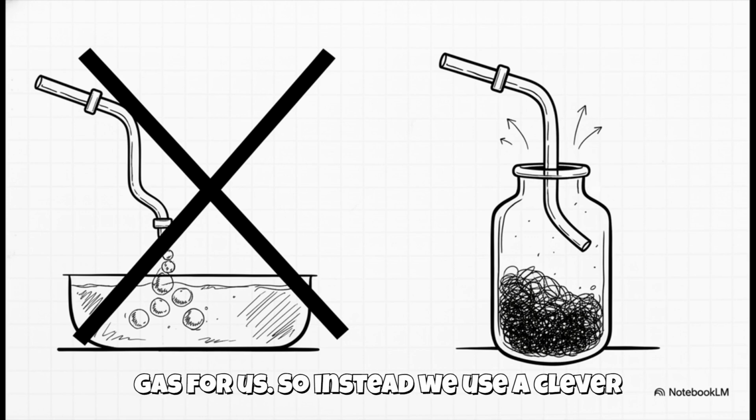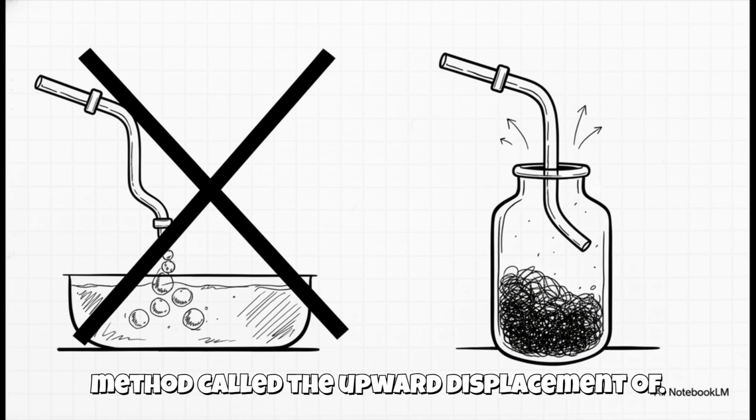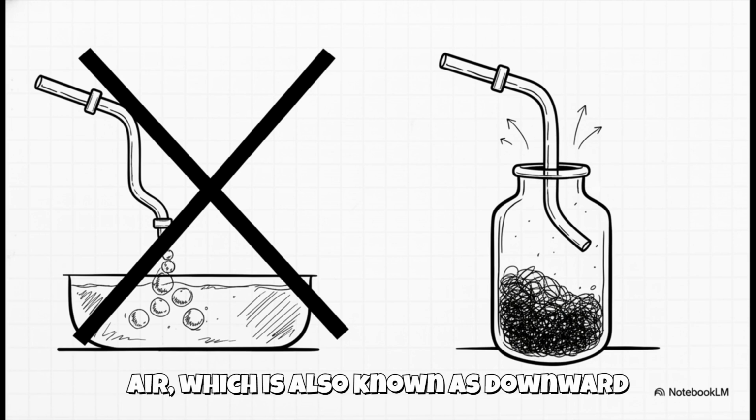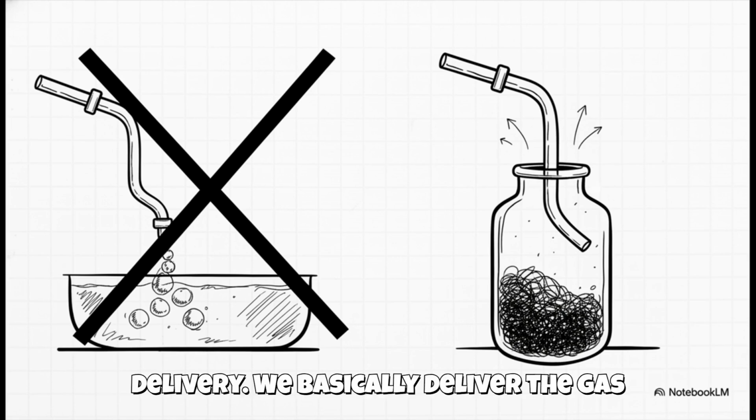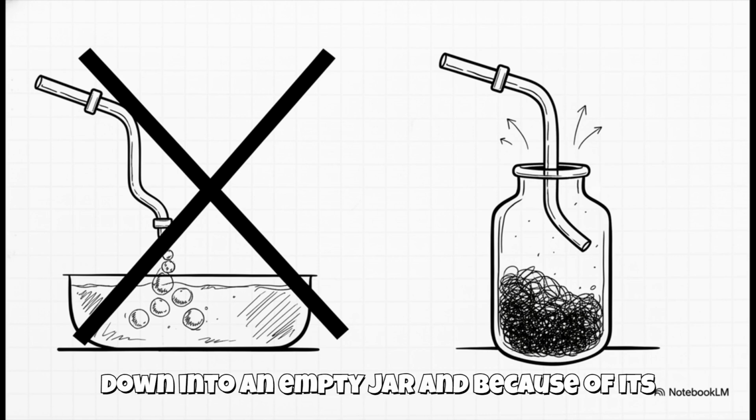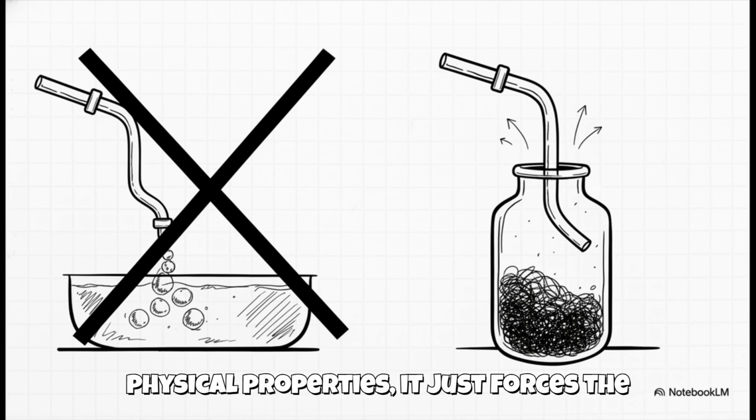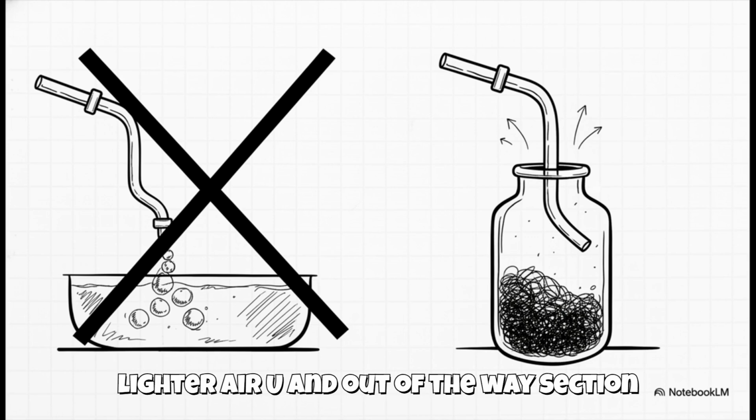No gas for us. So instead, we use a clever method called the upward displacement of air, which is also known as downward delivery. We basically deliver the gas down into an empty jar, and because of its physical properties, it just forces the lighter air up and out of the way.